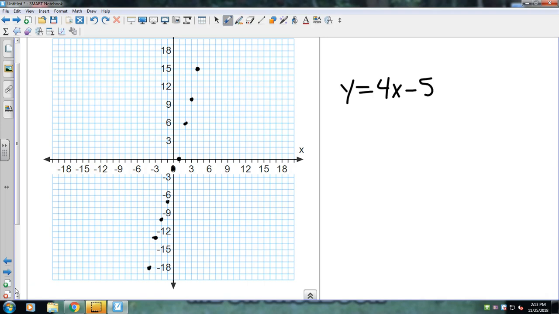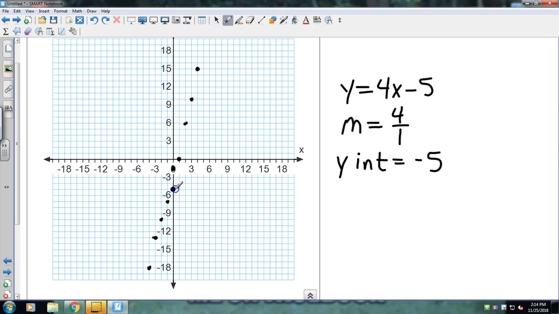And now they want to know if this is a good line of best fit. So let's draw this line and see what it looks like. If we have y equals 4x minus 5, that gives me a slope of 4. And I'm going to make that 4 over 1 so I can get rise over run. And that gives me a y-intercept of -5. So if my y-intercept is -5, that is right here.